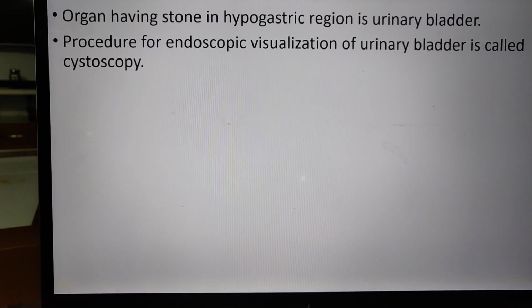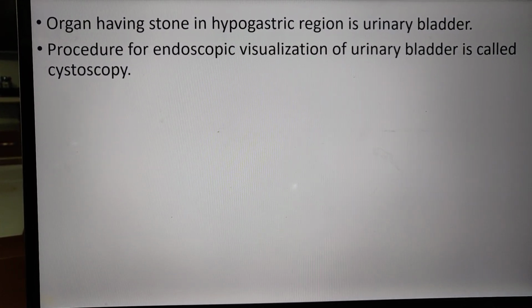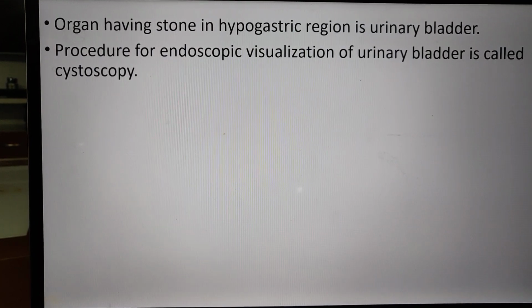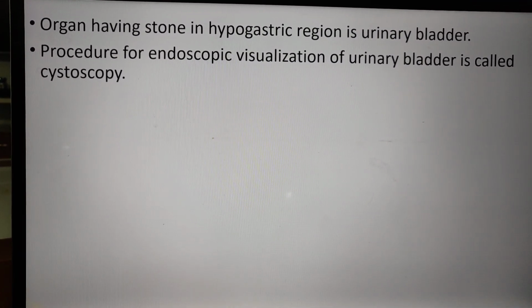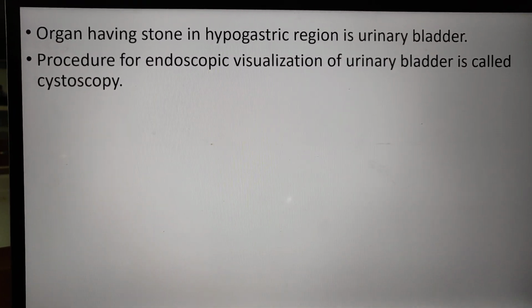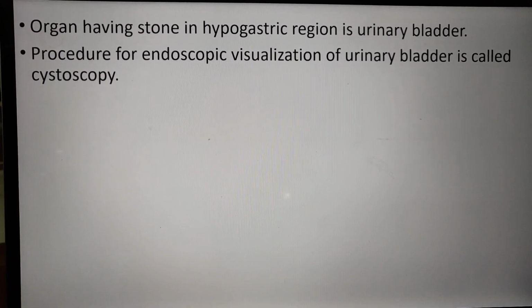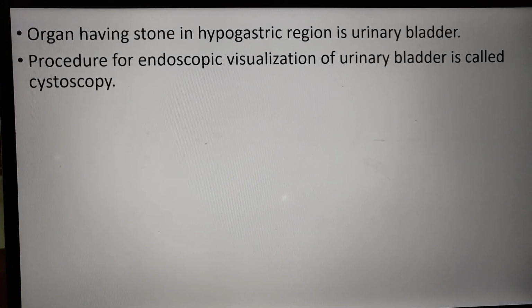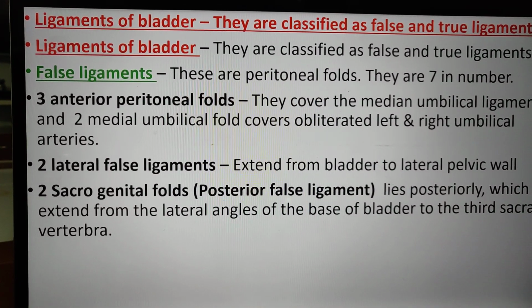The answer is: the organ having a stone in the hypogastric region is the urinary bladder. It is the commonest site inside the most anterior part of the pelvis. The procedure for the endoscopic visualization of the urinary bladder is called cystoscopy.